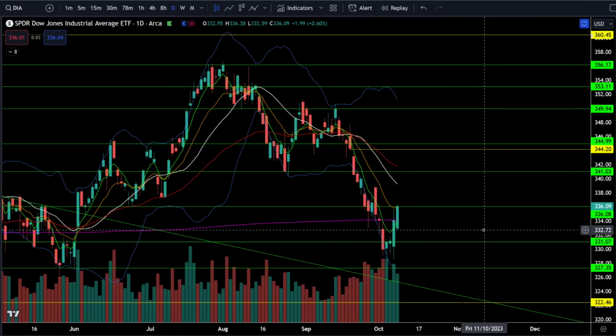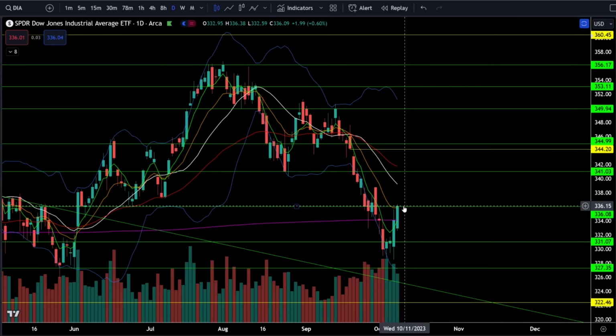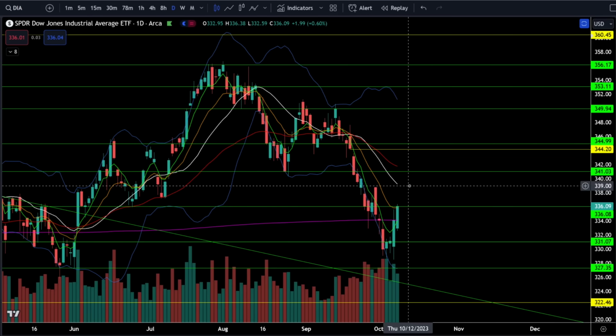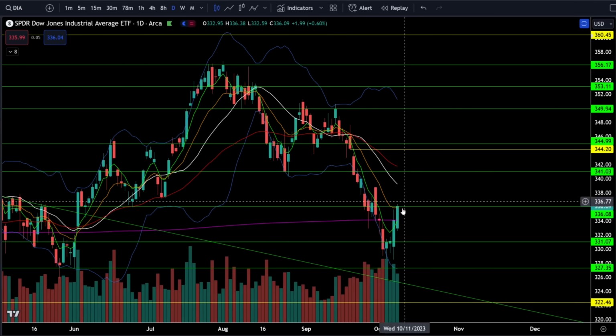In the Dow Jones, we were up 0.6% today, and the Dow Jones has officially reached the target, which was the resistance at 336. And if we go any higher than this, we're looking for resistance at the negatively sloping 20 daily moving average or 341. As I continue to tell you, these all could be lower highs before the next lower low.